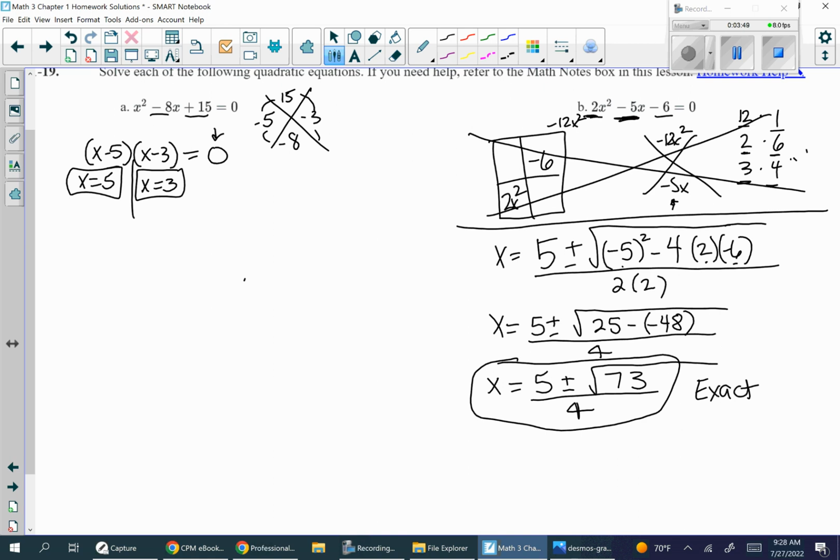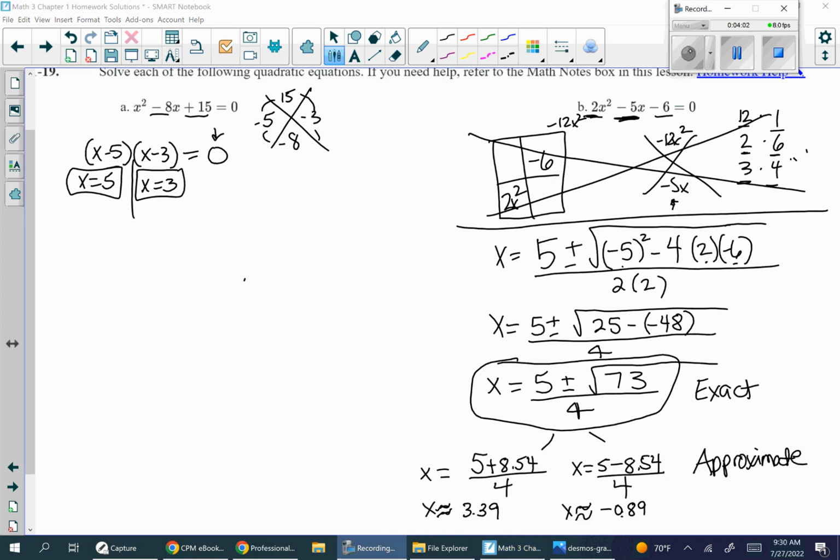If you wanted to take the square root of 73, you could get the approximate form, which either one in my book is acceptable. You can leave it like this and get full credit, or you can actually do all that detailed math. Let's do that as well. So when you break this down, the square root of 73 is approximately positive 8.54 or negative 8.54. And we like to break it out into two, because it is two separate answers. So what you're seeing here is 5 plus 8.54 over 4, which is approximately 3.39. Notice it is an approximate value, and x equals negative 0.89.